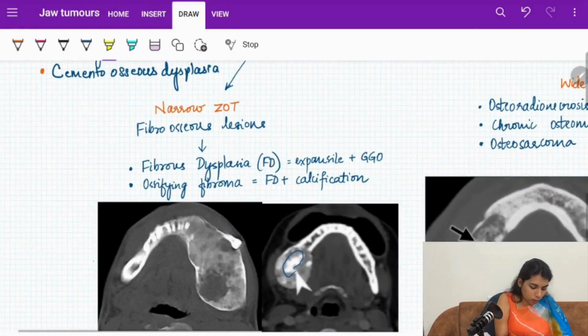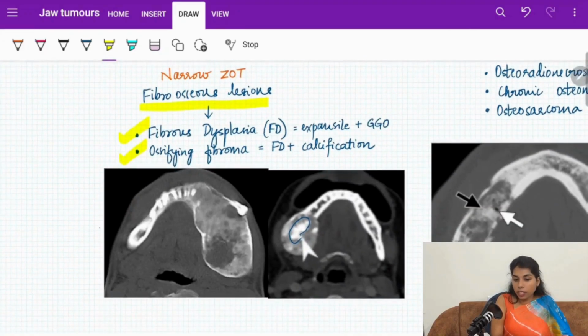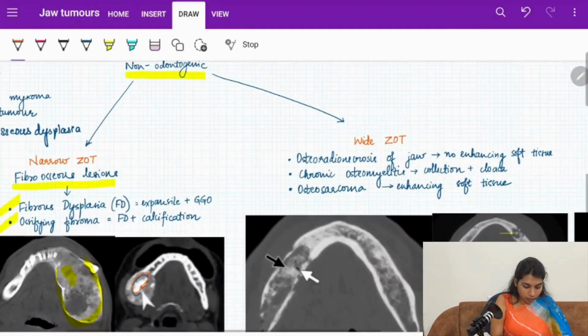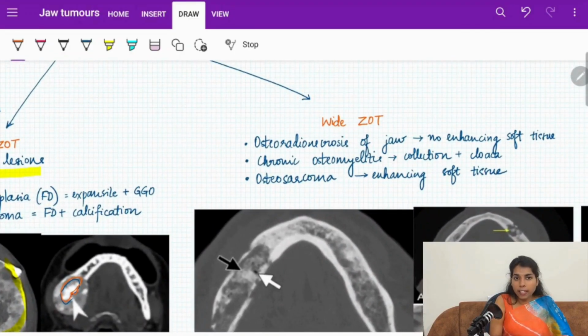Among the narrow zone of transition, we have fibro-osseous lesions, that is fibrous dysplasia and ossifying fibroma. Fibrous dysplasia, we already know, is an expansile lesion with a ground glass matrix. With the same features but in addition a calcification, you call it an ossifying fibroma. Coming to the wide zone of transition, by default, we know that it is most likely an aggressive lesion.